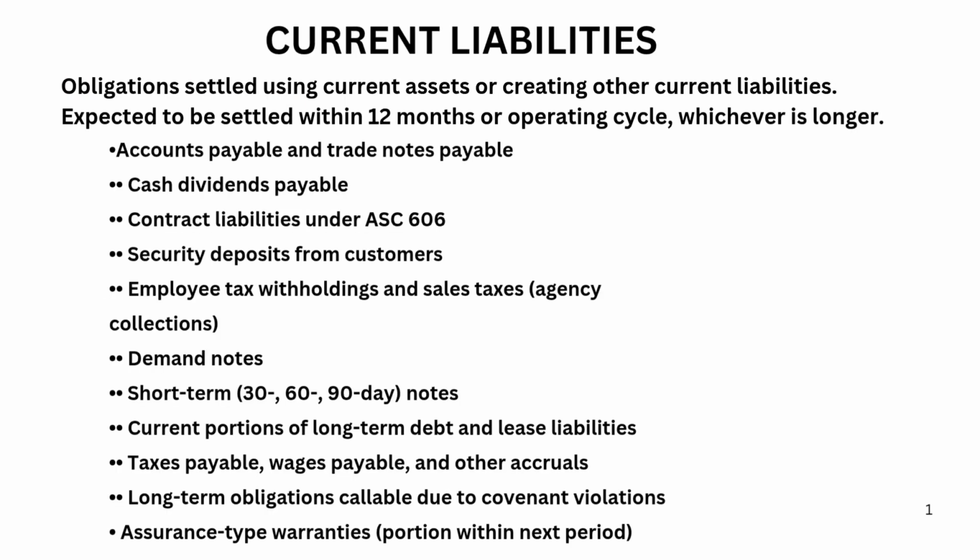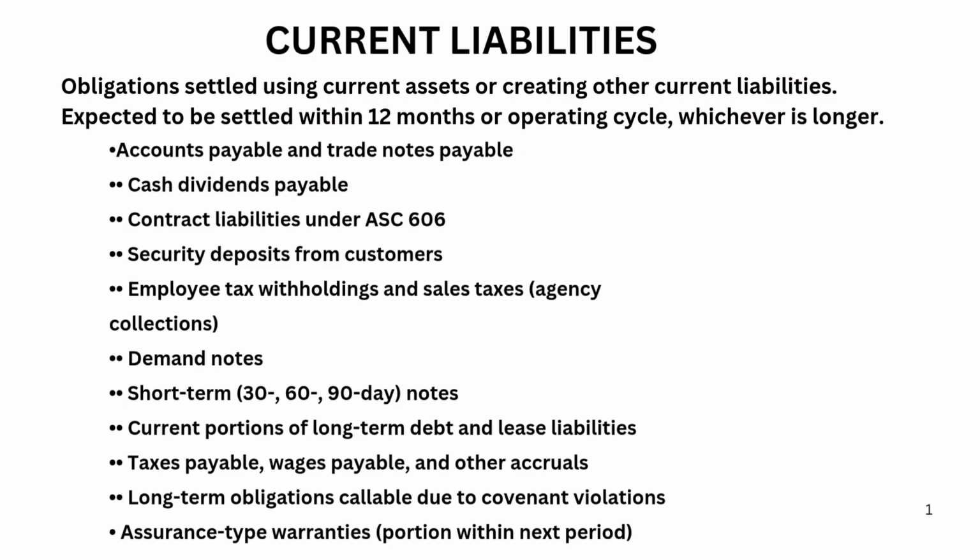Now that we've covered assets, let's shift to the other side of the balance sheet. Liabilities, specifically, current liabilities. So, what are current liabilities? These are the obligations a company needs to settle within 12 months or within its operating cycle, whichever is longer. And how are they usually settled? By using current assets, like cash or receivables, or by creating other current liabilities.